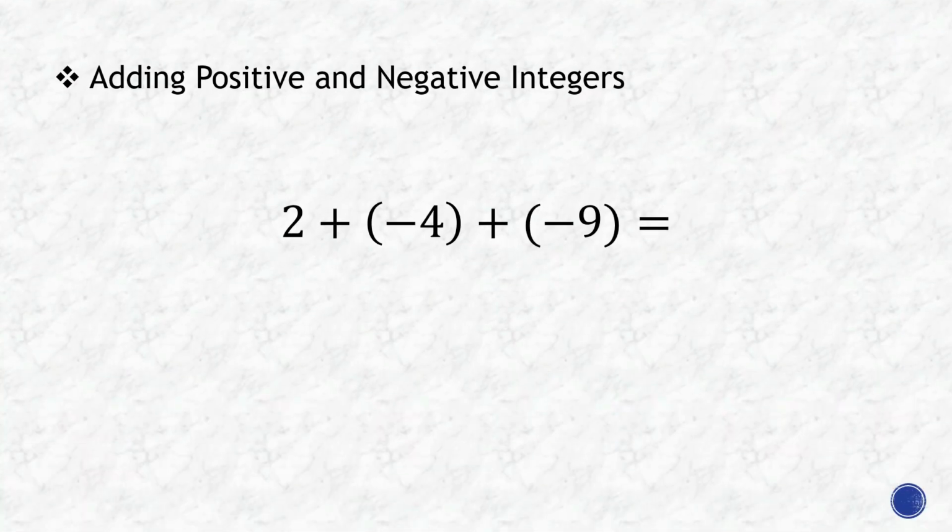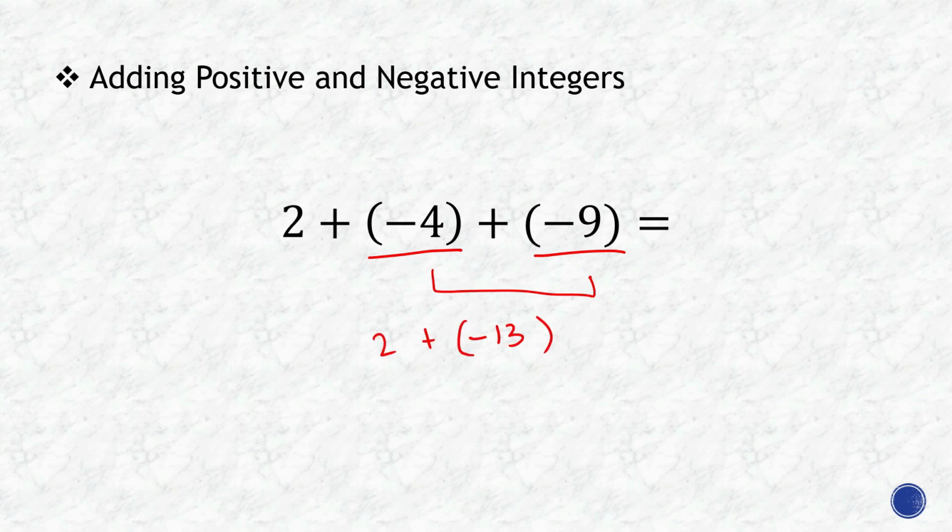All right, so adding positive and negative integers. So this time, this involves more than two integers. So for example, here we have 2 plus negative 4 plus negative 9. So the technique here is simple. First add the integers that have the same sign. So negative 4 and negative 9, both of them are negative. So we simply add them, right? So that's negative 13.